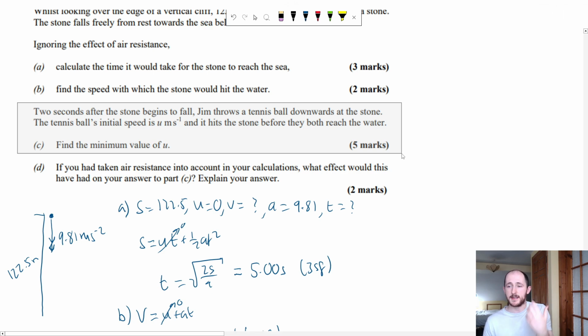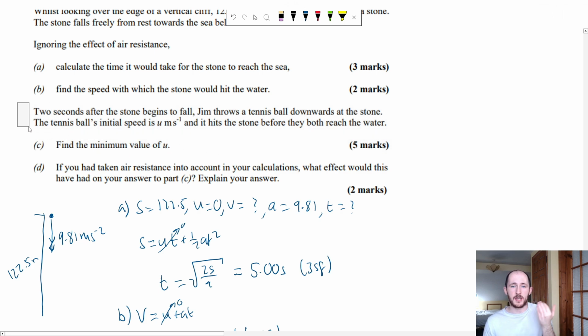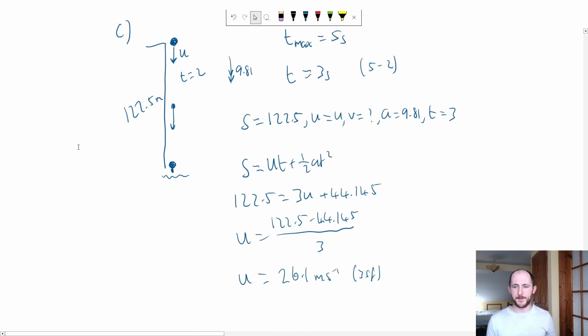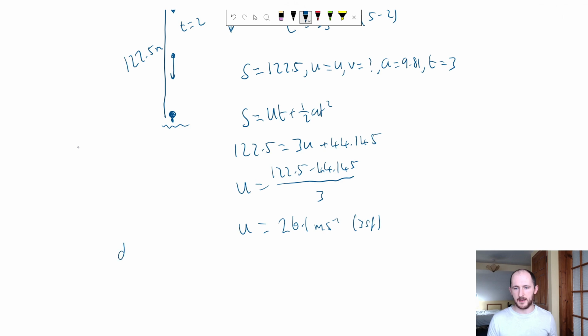You can apply it to situations that are different. That's how you get into the top 10%. That's how you get the A-star grade, is to understand, because they will put you in a situation that you're not familiar with. Anyways, part D, let's have a look at this.